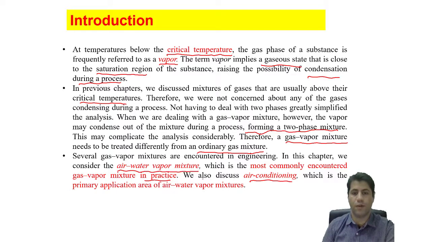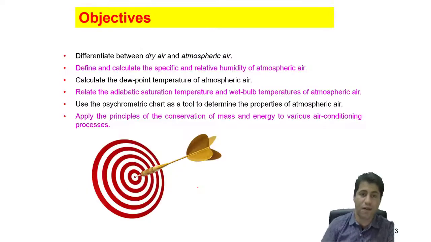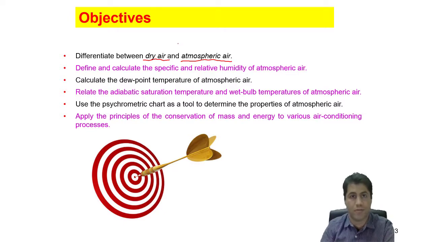So we will discuss this gas vapor mixture in this chapter. The objectives of this chapter are: we will define dry air and atmospheric air, and we will differentiate between them. This is based on the course objective, if you remember. We will define and calculate the specific and relative humidity of atmospheric air. So, specific and relative humidity.